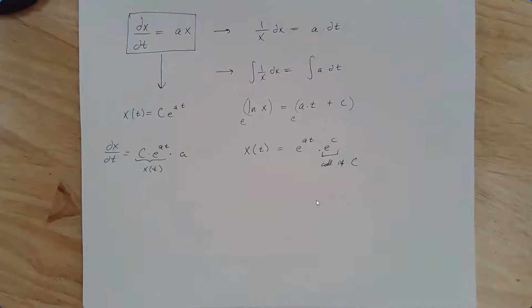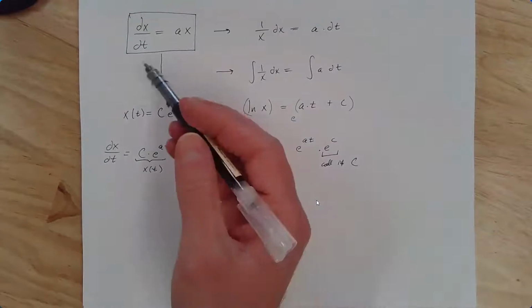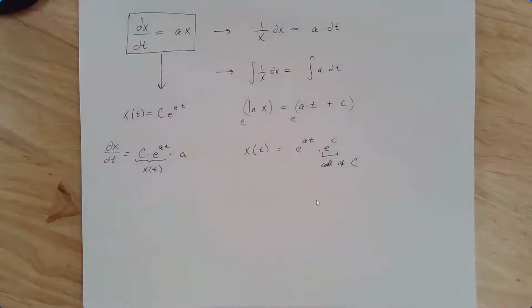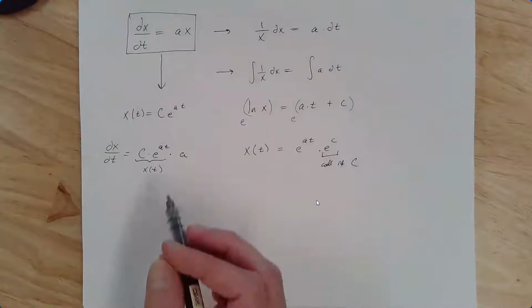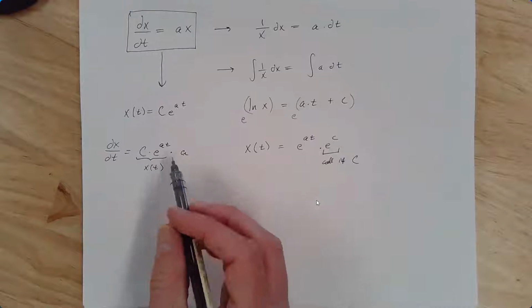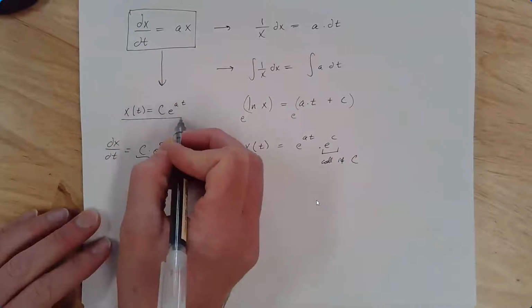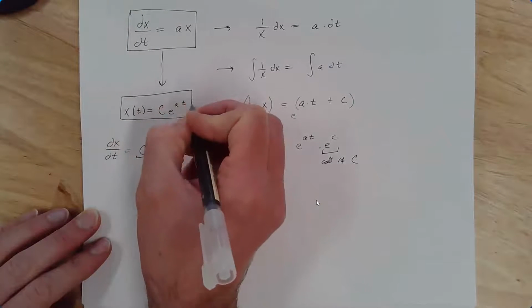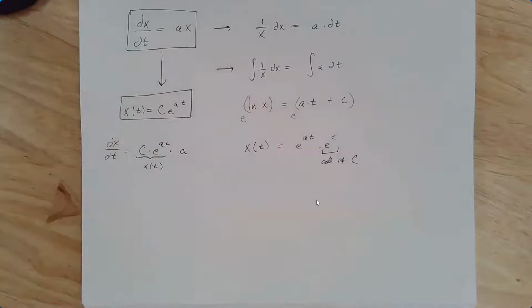So I just want to make it expressly clear that when you're solving dx/dt equal to a times x, your solution ends up being ce to the at. That's our solution right there. X is a function of time, C times e to the at. It's an exponential function.